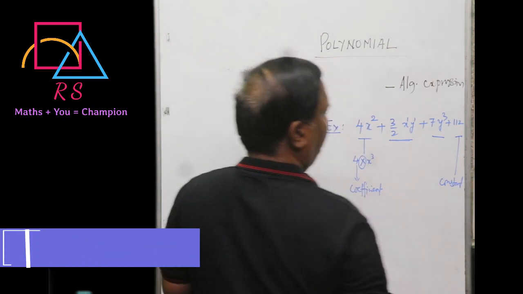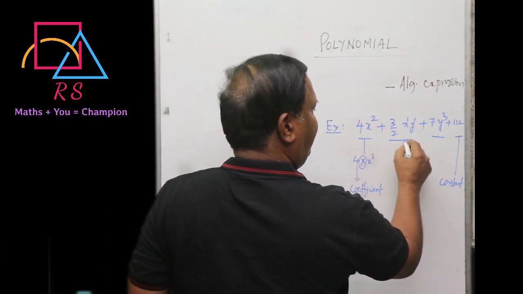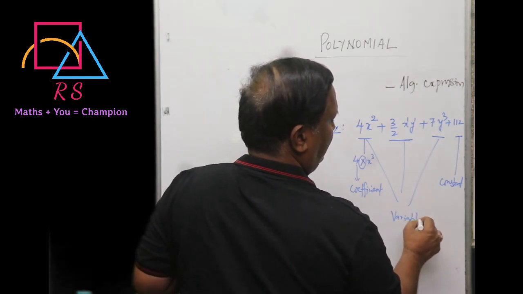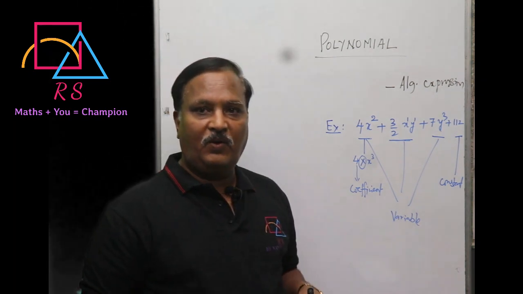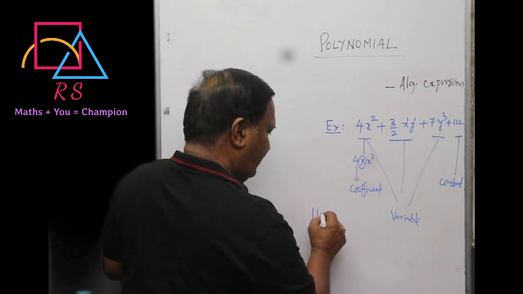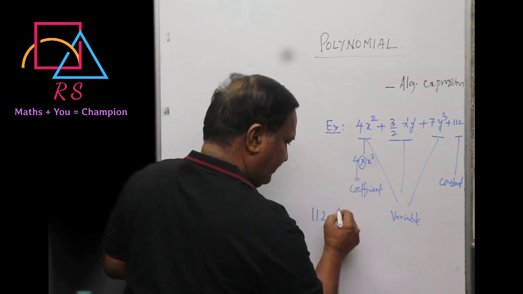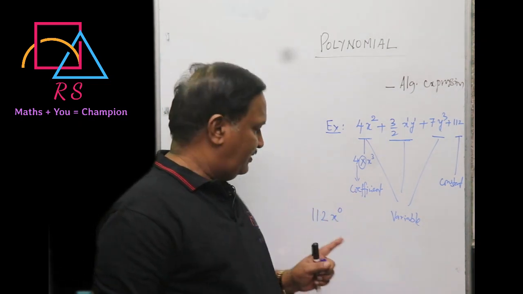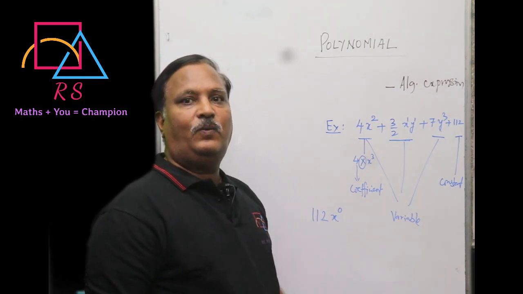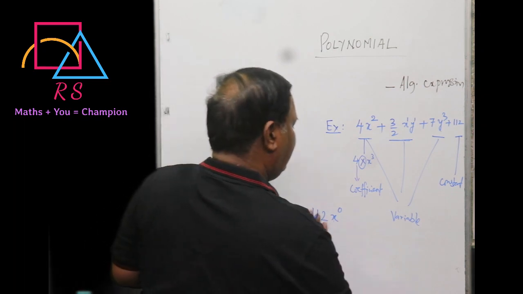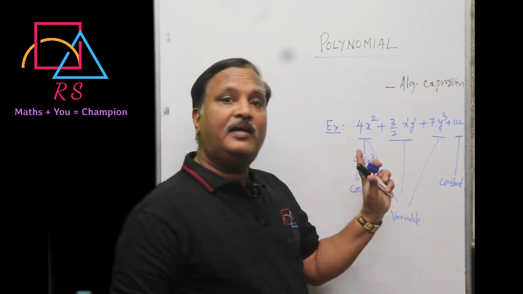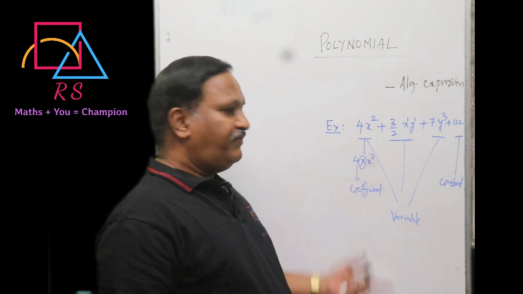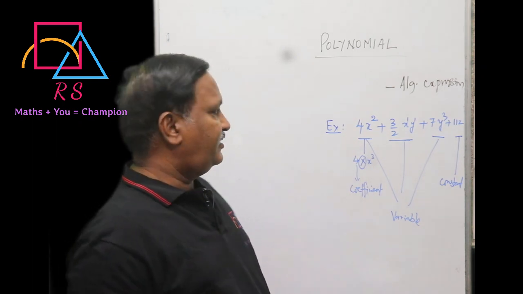So here there are three variable terms and one constant term. This constant also has a variable, but the power is 0. x to the power of 0 is 1. So 112 into 1 is 112, but we are not writing anything. So this is an algebraic expression. In this we have powers, variables, coefficients, terms, and so on.